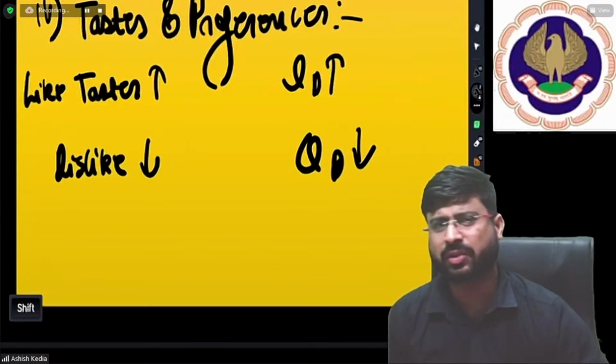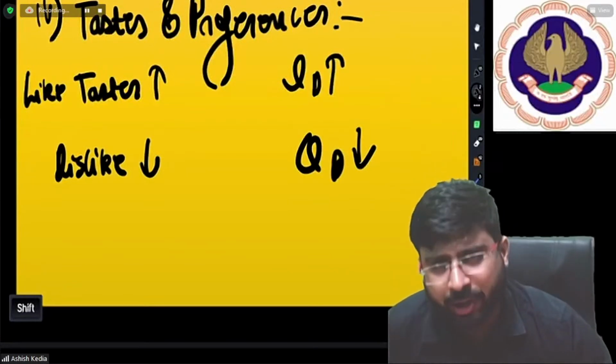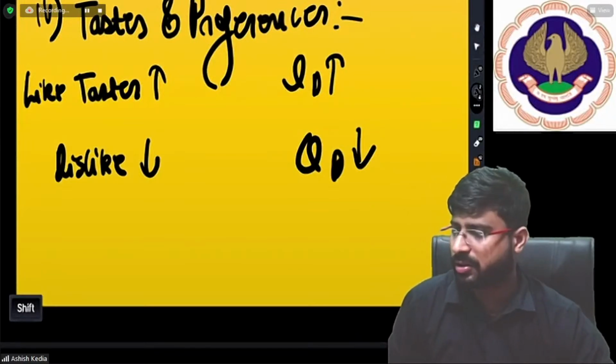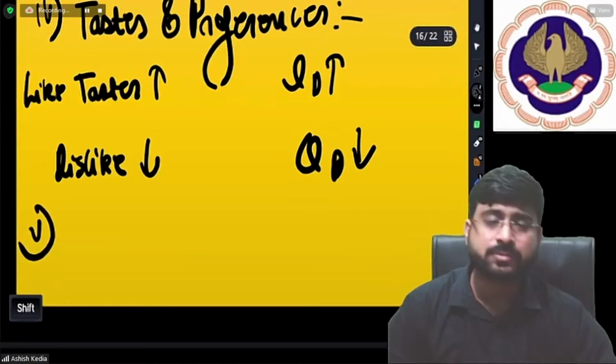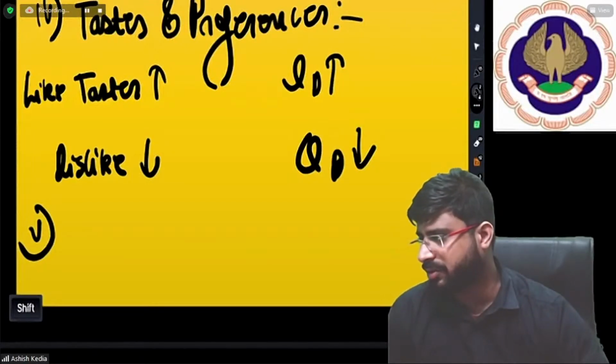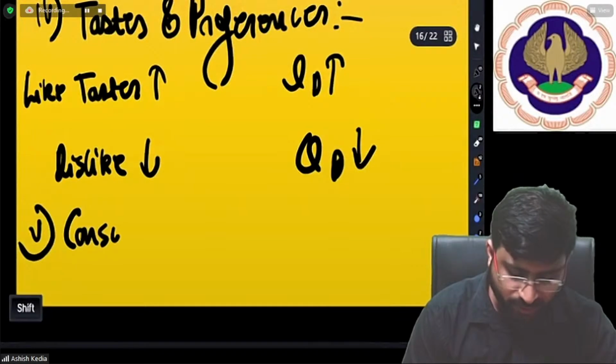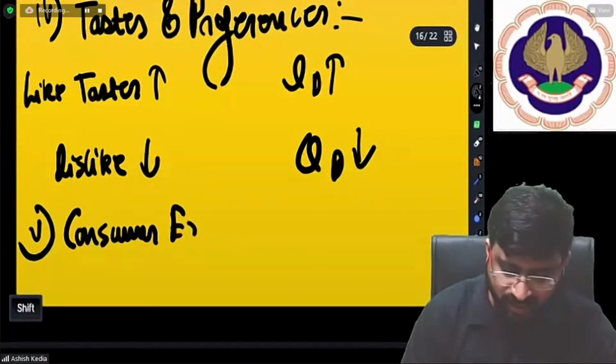As far as the fourth point is concerned, if you like the commodity, you will increase demand; if you dislike it, you will reduce it. Finished. Fifth point, consumers' expectations. What is the fifth point? Consumers' expectations. So the fifth point, consumer expectation, is a very easy one.